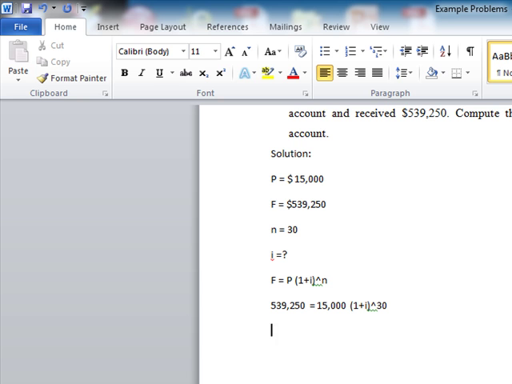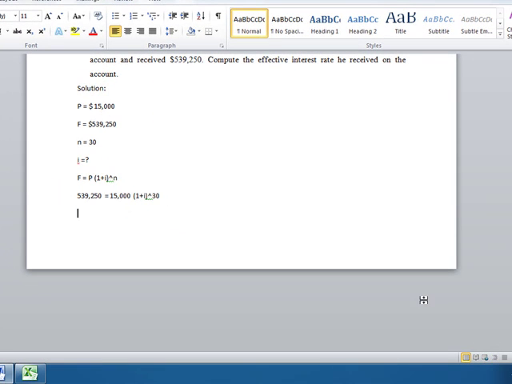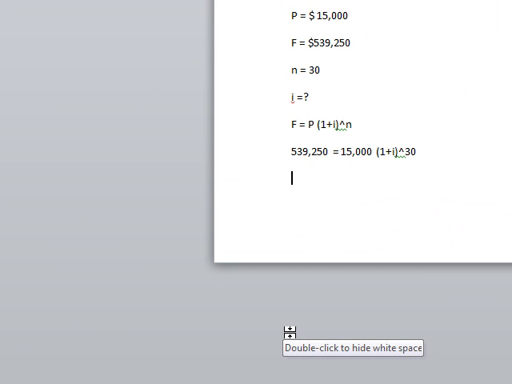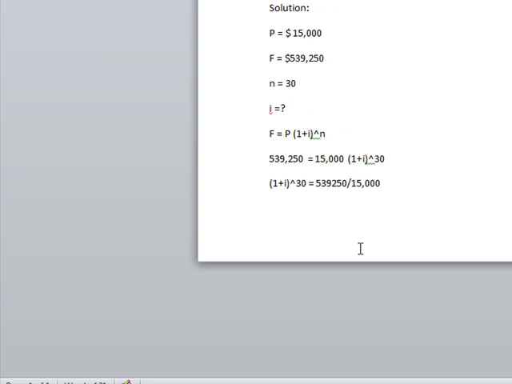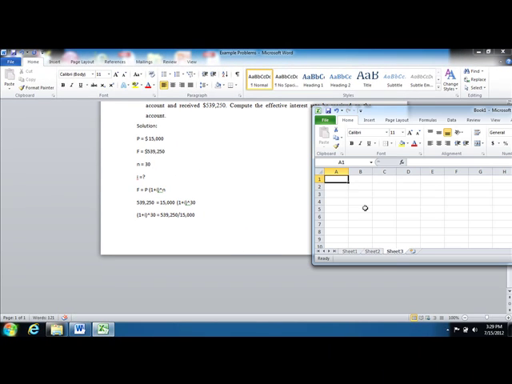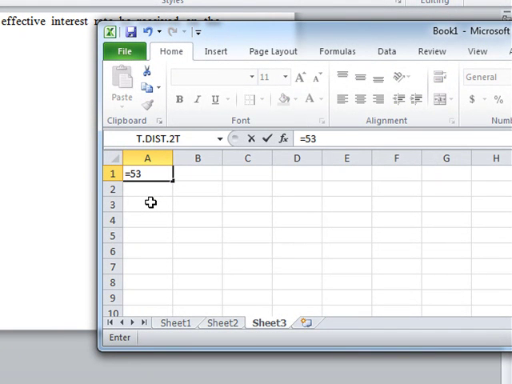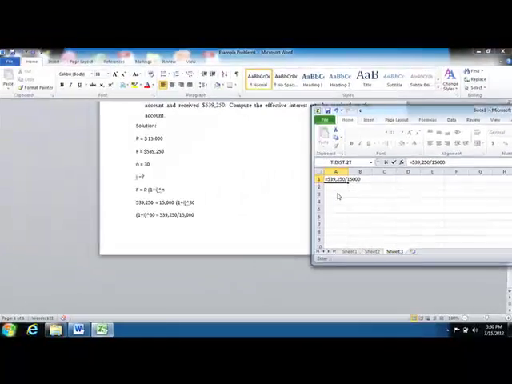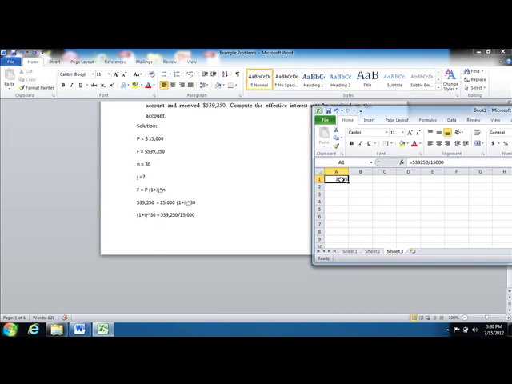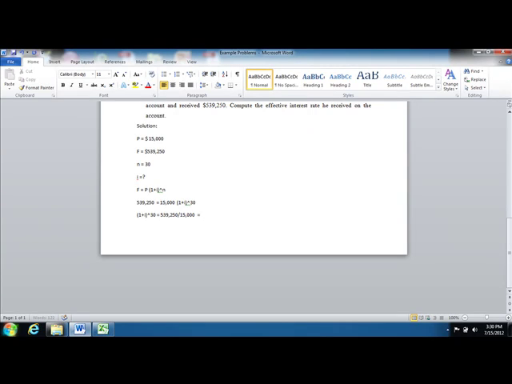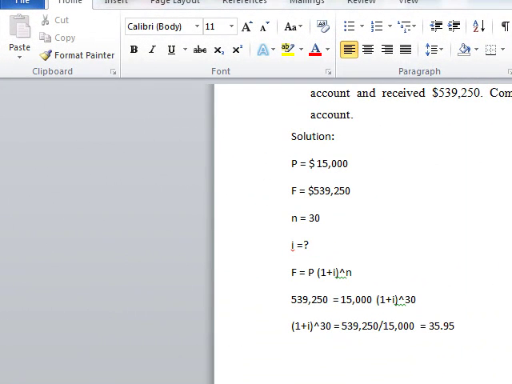So we will divide both sides of this equation by 15,000. That will give us (1 plus I) raised to 30 is equal to 539,250 divided by 15,000. $539,250 divided by 15,000 is equal to 35.95. 35.95, right?